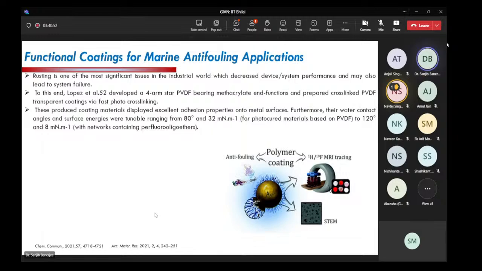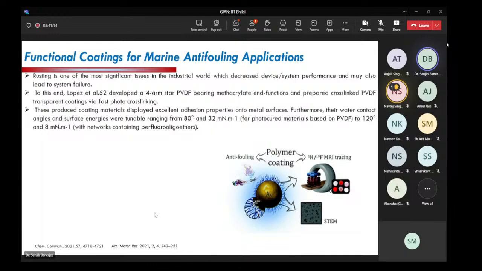So what are anti-fouling materials? Anti-fouling materials are materials which do not allow growth of biofilm formation. It will protect the material, it will not allow any film formation, so that the material can retain its property for a longer time. Is it fine?